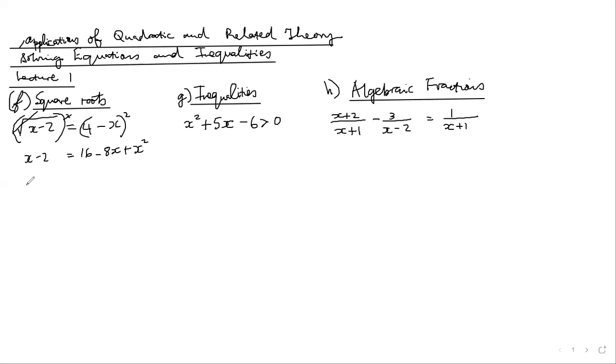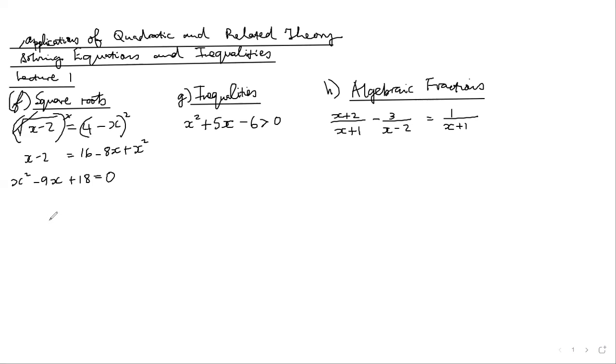Bring all terms to one side, and that should give us x squared minus 9x, where the x from the left moves to the right, and 16 added to 2, 2 moving from the left to the right, giving us 18, and the left becomes 0. So x squared minus 9x plus 18 equals 0, checking my work as well.